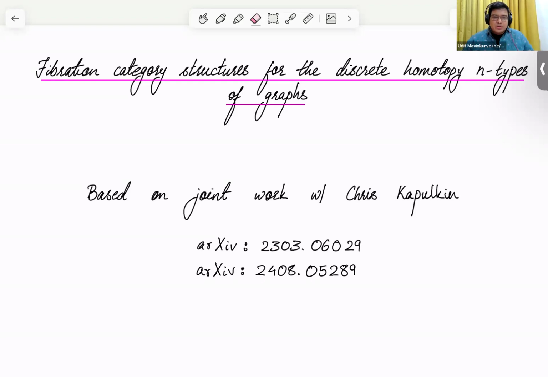This is based on my joint work with my PhD advisor, Chris Topology, and these are the two arXiv preprints that form the original research that I'm going to talk about. And of course, there are a lot of other mathematicians who have been working in discrete homotopy theory that we're building on. So we're standing on the shoulders of giants, as always.